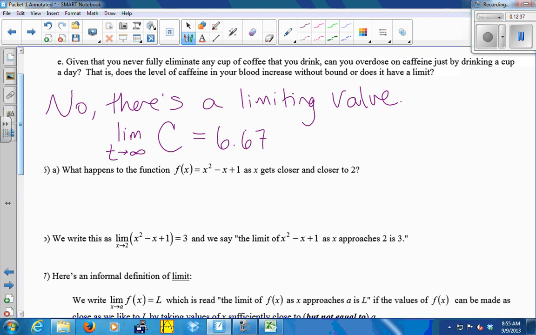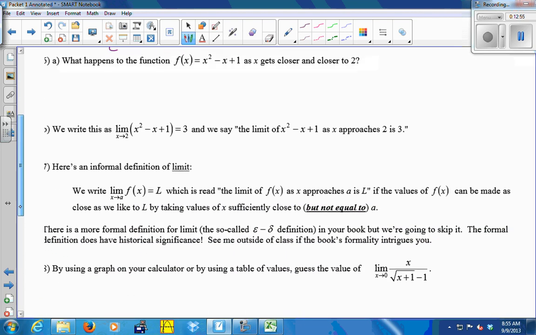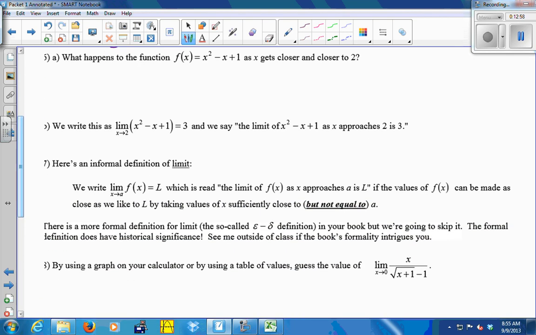All right, so let's look at some more generic mathematical functions. So this was a function of how much caffeine's in your body, right? We're going to look at some more generic ones and try to develop the idea of a limit. Yes, only with a 100. And the limit will change, yes, yep. Okay, so let's look at the function x squared minus x plus 1. Quadratic. What happens to the function value as the x value gets closer to 2?